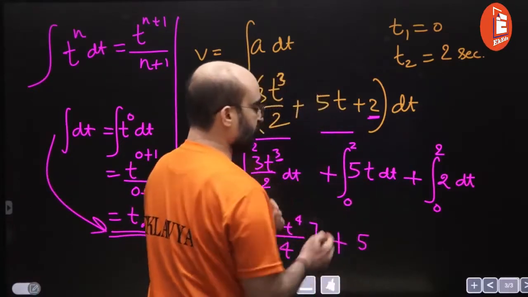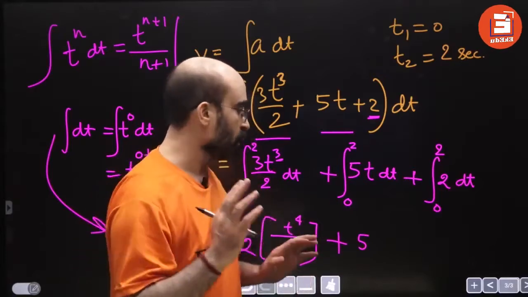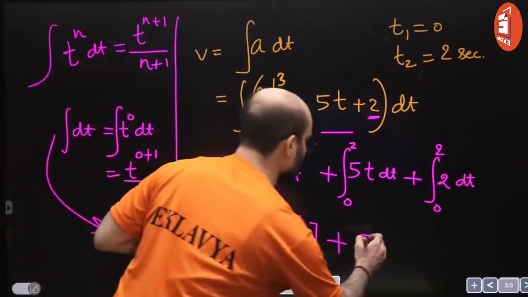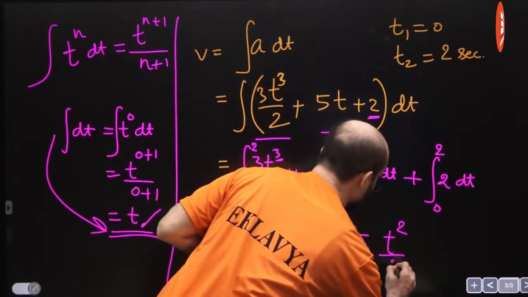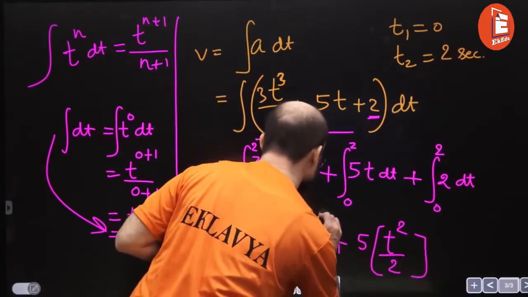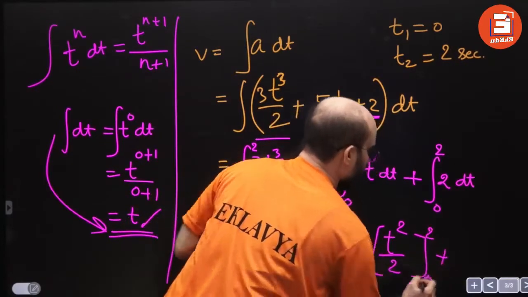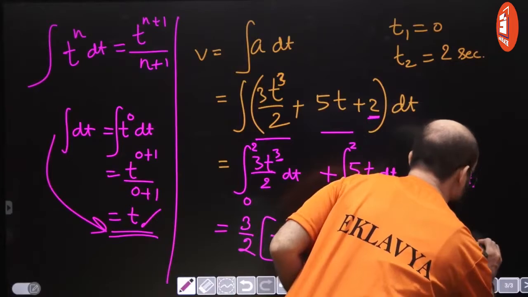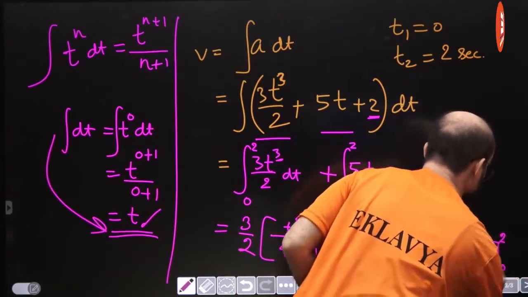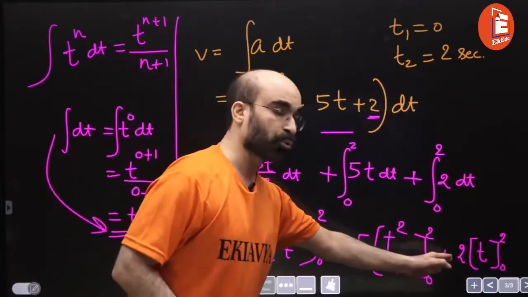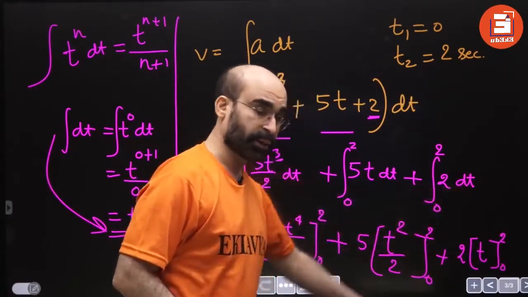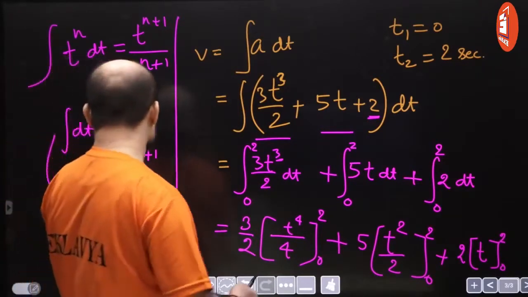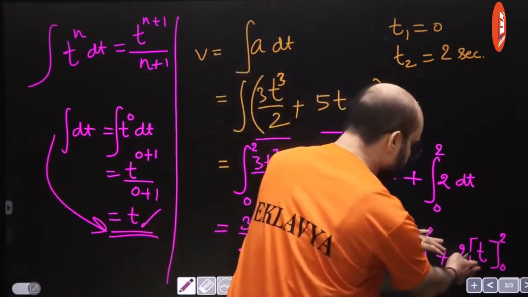Now here, 5 t raised to power what? t raised to power 1, so t raised to power 1 plus 1, 1 plus 1 upon this. So this will be 5 t square upon 2. What are the limits? Limits are 0 to 2. Here again 2 is a constant, you will take it out of the integral. So 2 into t, with limits 0 to 2. This is what you will get. The constant is taken out of the integral symbol, and then only dt. I have explained it here: only dt comes out to be only t. So this you got finally.